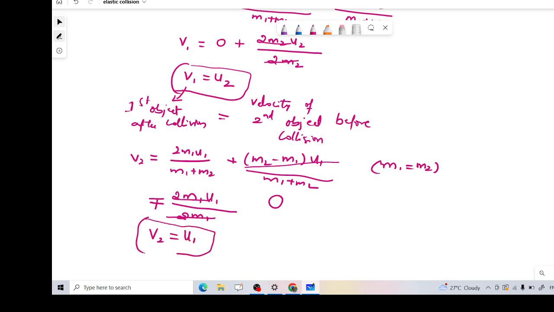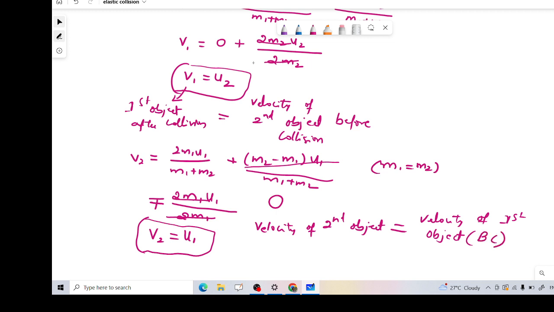So what it is representing is that the velocity of the second object after collision becomes equal to the velocity of the first object before collision.